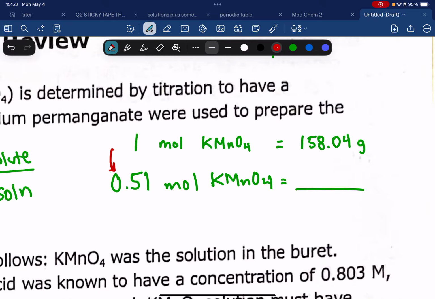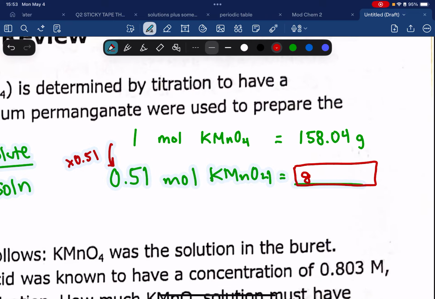Probably the easiest way to think about it is, well, 0.51 is 0.51 of 1, so whatever number of grams this is, it should be 0.51 of 158.04. So that's what I'm going to do. I'm going to do 158.04 times 0.51, and that'll give me my answer of 80.60 grams.